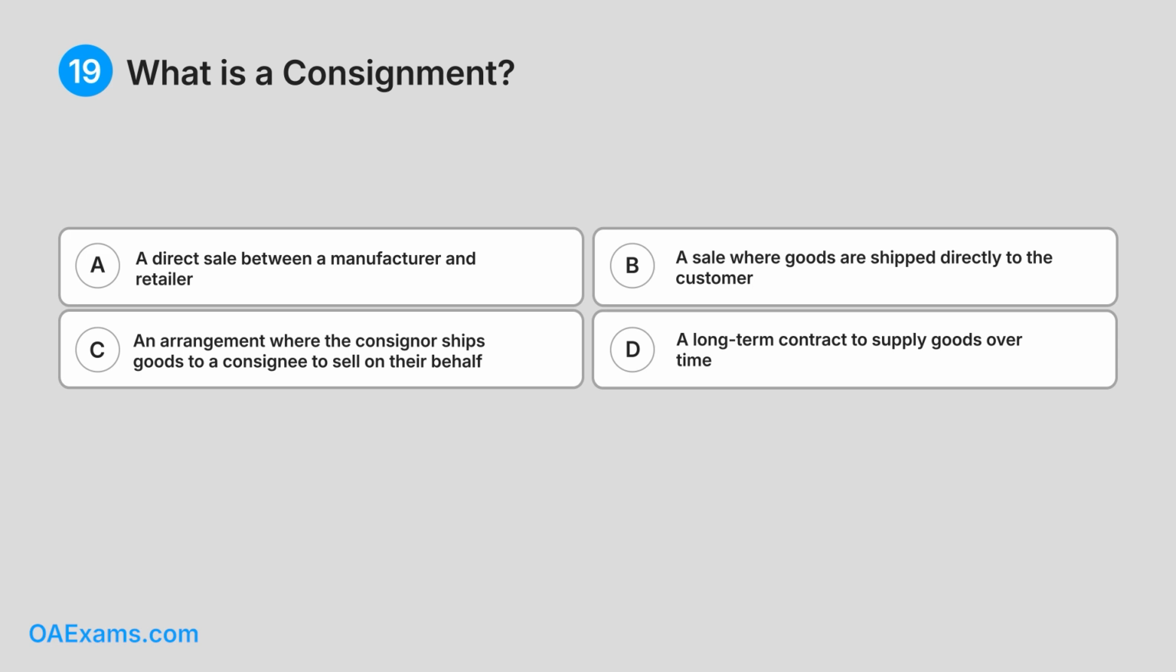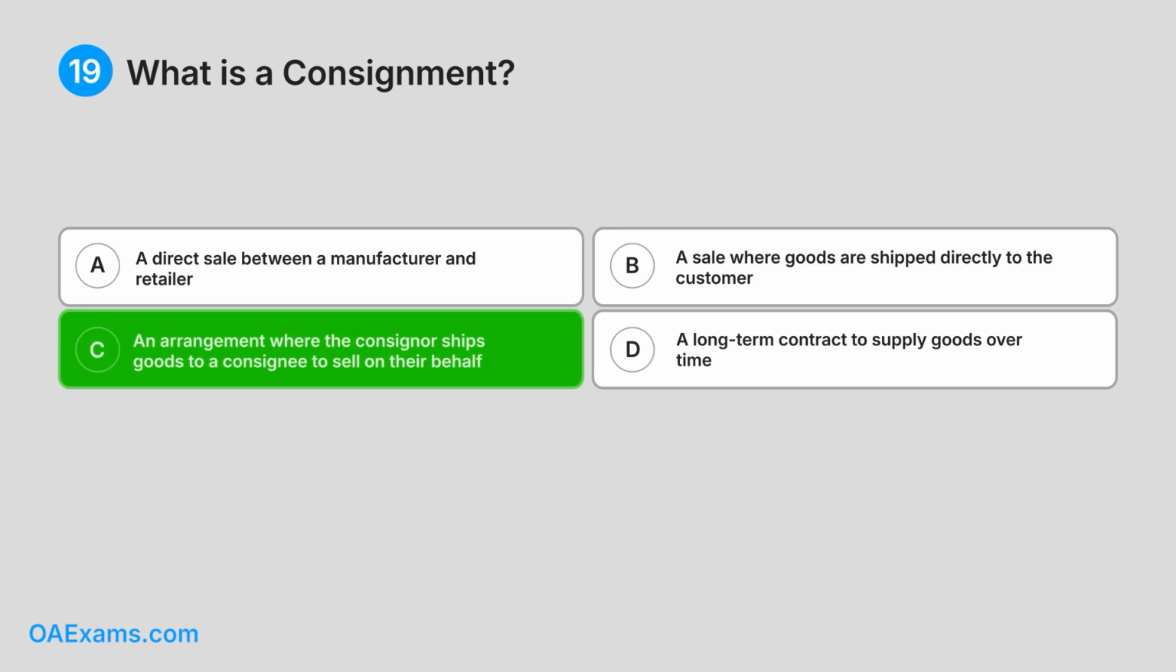19. What is a consignment? A. A direct sale between a manufacturer and retailer. B. A sale where goods are shipped directly to the customer. C. An arrangement where the consignor ships goods to a consignee to sell on their behalf. D. A long-term contract to supply goods over time. What do you think is the answer? Correct answer. C. An arrangement where the consignor ships goods to a consignee to sell on their behalf.